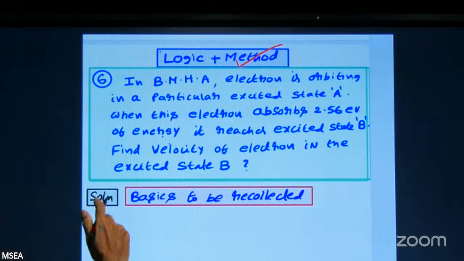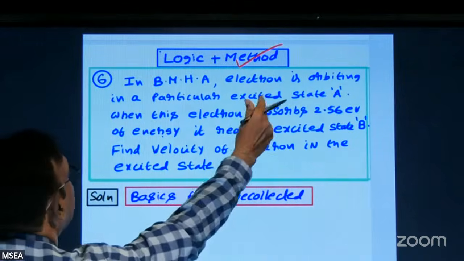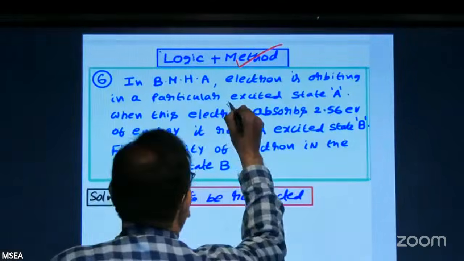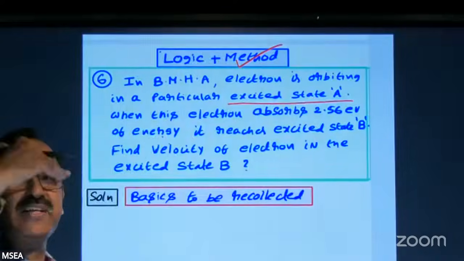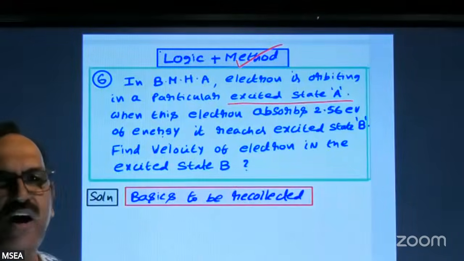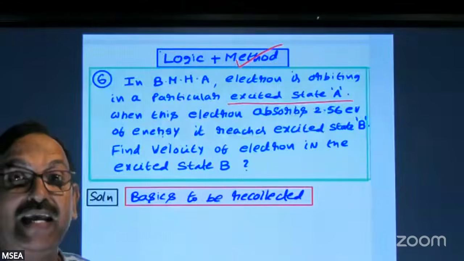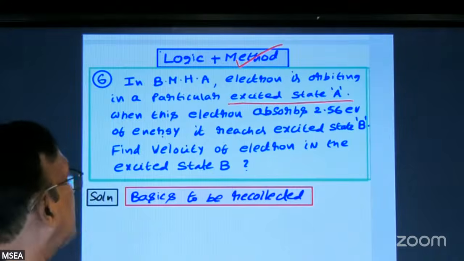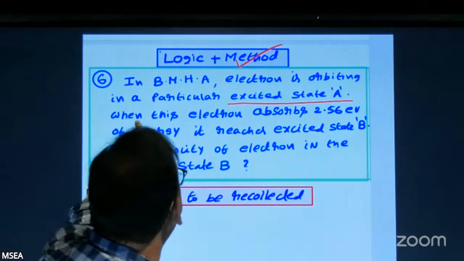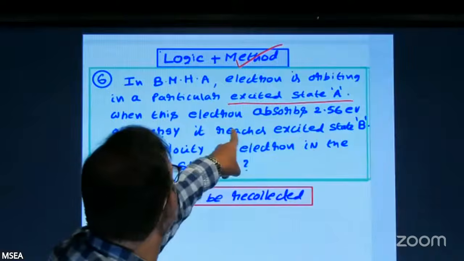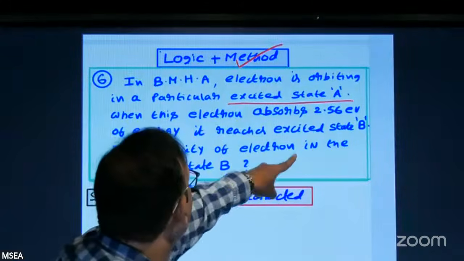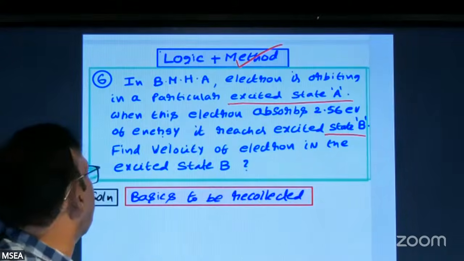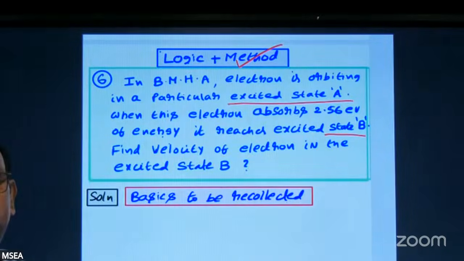Pay attention. In Bohr's model of hydrogen atom, the electron is orbiting in a particular excited state A. It is not in the ground state. It is in some excited state. Ground state means the orbit number is definitely fixed, 1. Excited state means starting from 2, it can be anything up to infinity. So you have to decide what excited state. When this electron absorbs 2.56 eV of energy, it reaches another excited state B. I want to know the final velocity of the electron, that is, find the velocity of the electron in the excited state B.